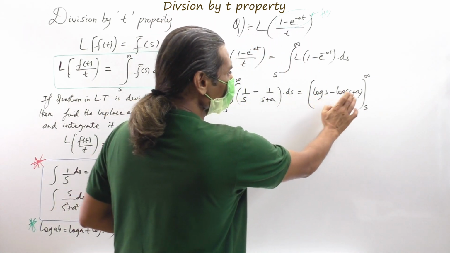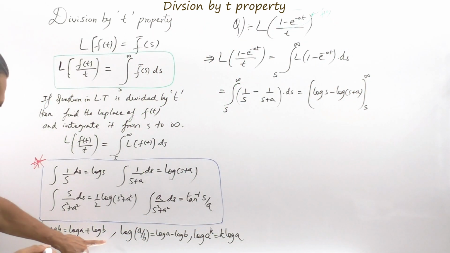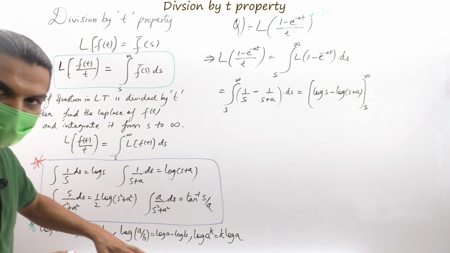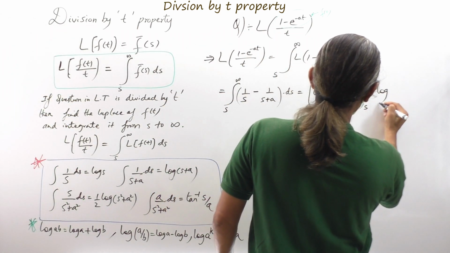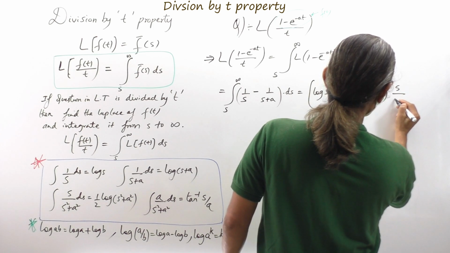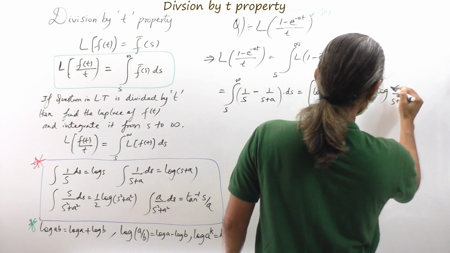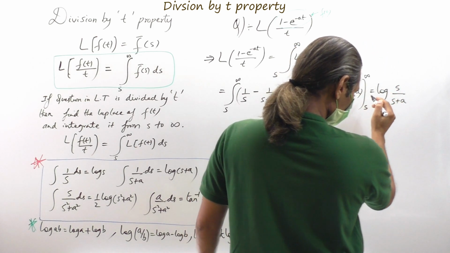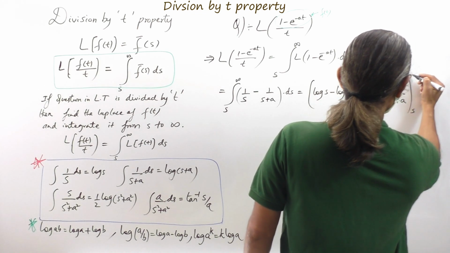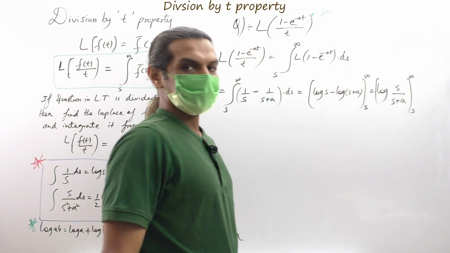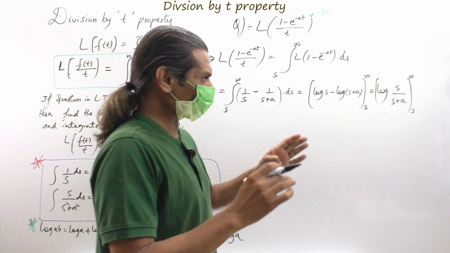Now, log a minus log b is what? Log a by b. Okay. So, let us write this now. So, this will be log of s by s plus a, with limit from s to infinity. Okay. So, we have this now, fine. Now, how to solve this further?